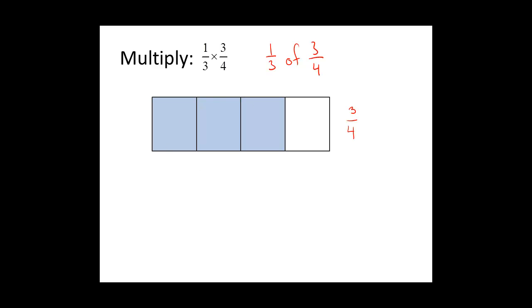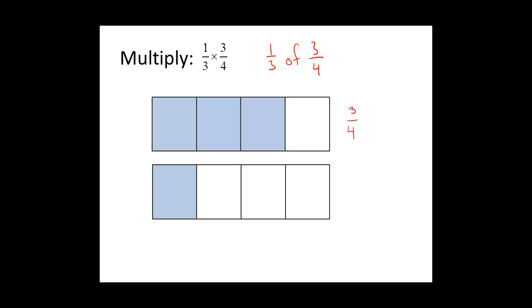A third of this looks like that. This is 1/3 of 3/4. This is a picture of 1/3 of 3/4. What does this equal in terms of our whole candy bar? This is equal to 1/4. So 1/3 of 3/4 is equal to 1/4.